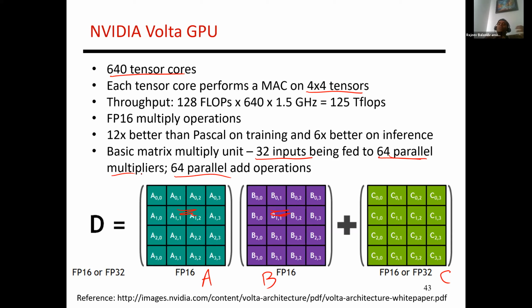And so ultimately, all of your convolutions and fully connected operations have to be decomposed into these 4x4 tensor operations. And then you maximize utilization by keeping these tensor units fed as much as possible.